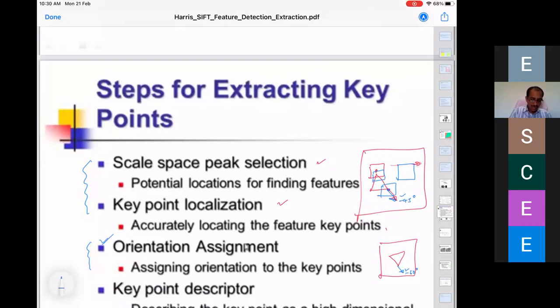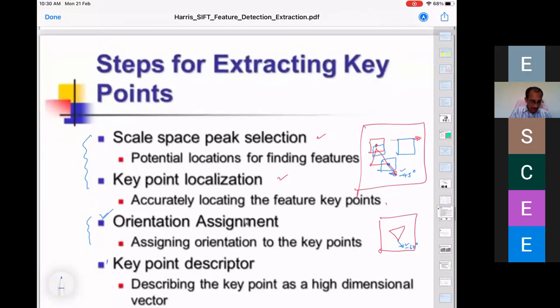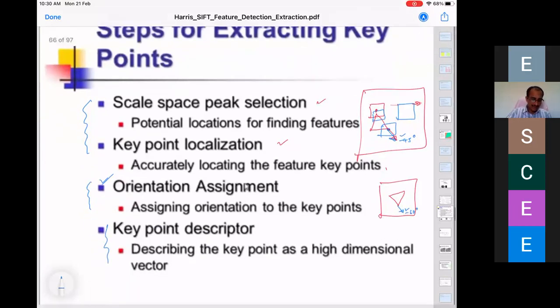And also, of course, it will help us to compute the HOG, histogram of orientation descriptor, in a better way. And finally, that's the key point description. So these are the steps.